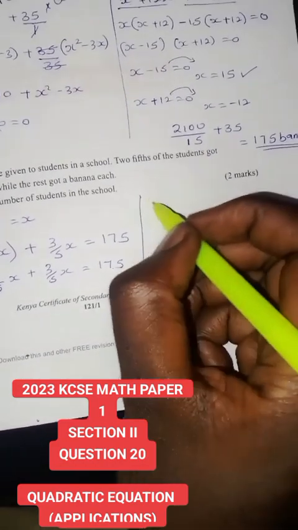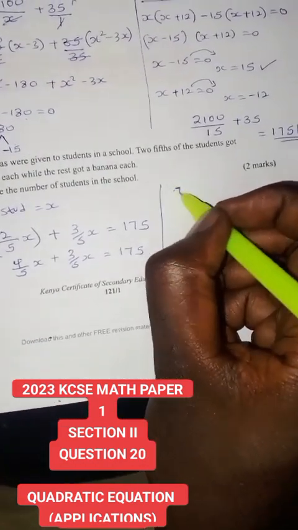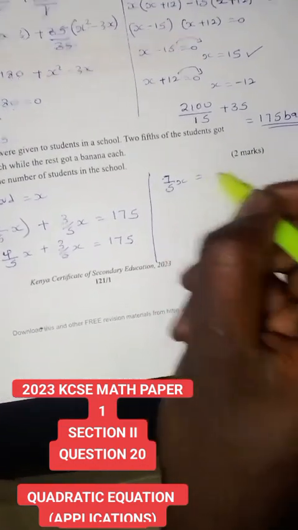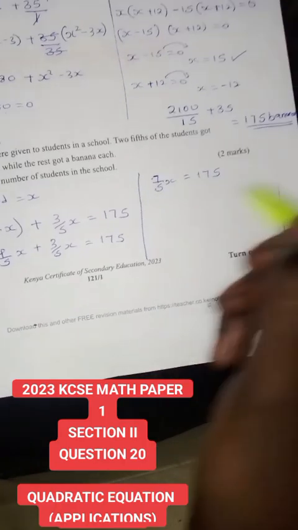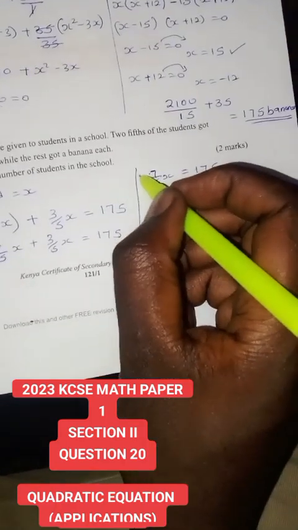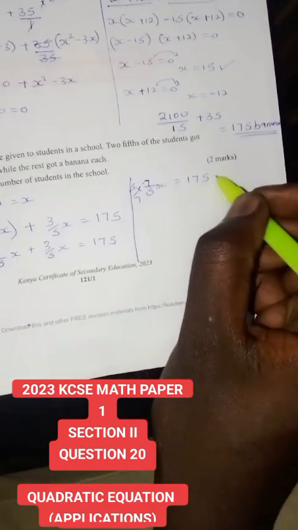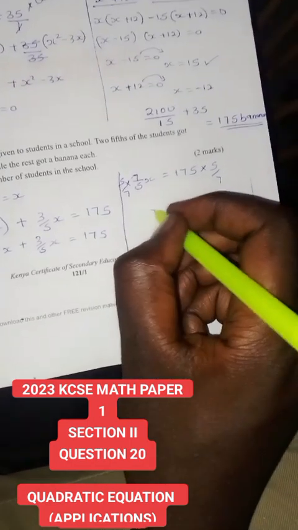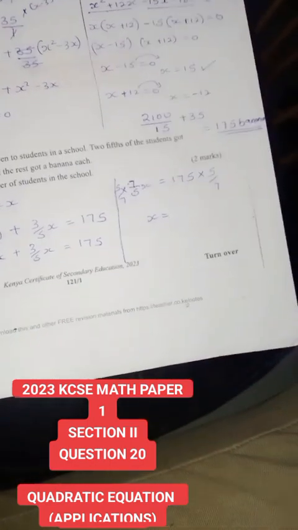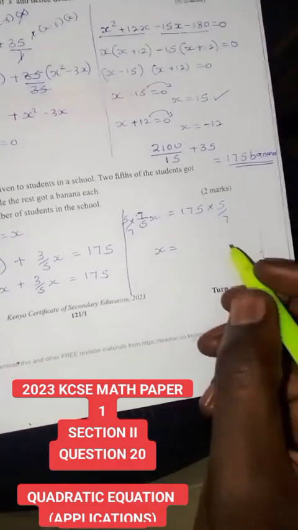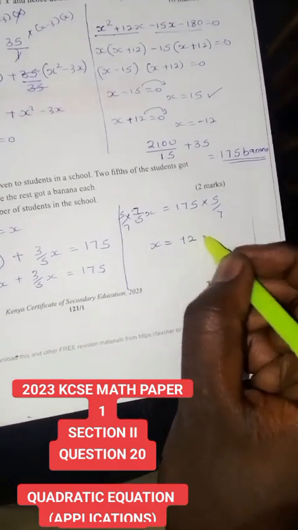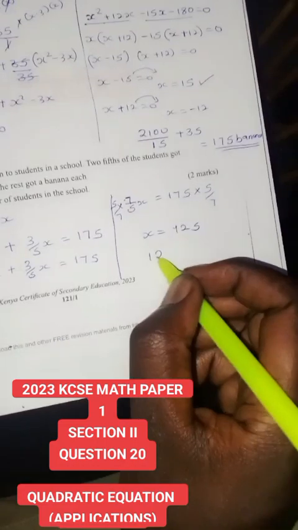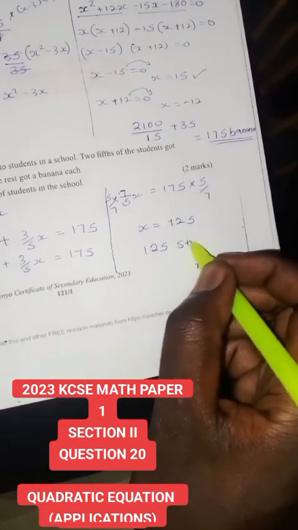So we have to add; it is 7/5 x because the denominators are the same. To find the value of x, I'm going to multiply by the reciprocal, 5/7 times 175. If I press this on the calculator, x is going to become 125. Therefore, the number of students is 125 students.